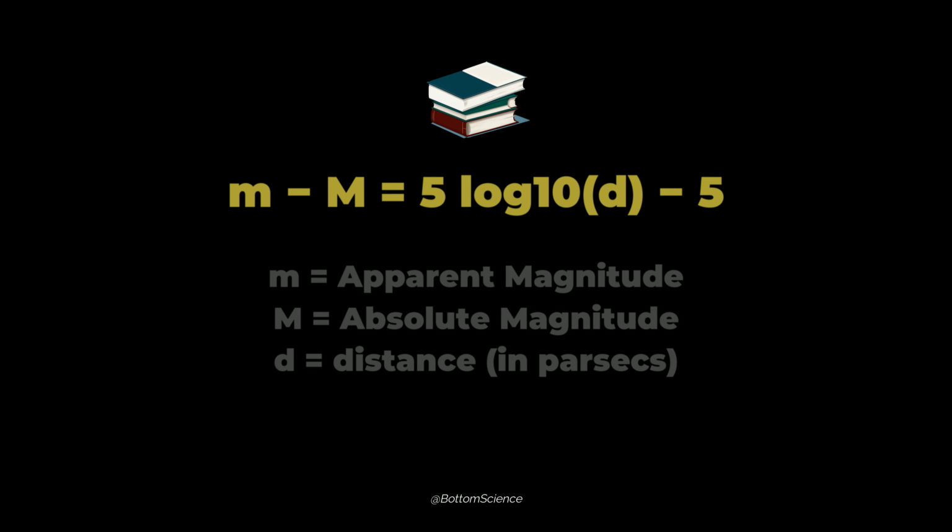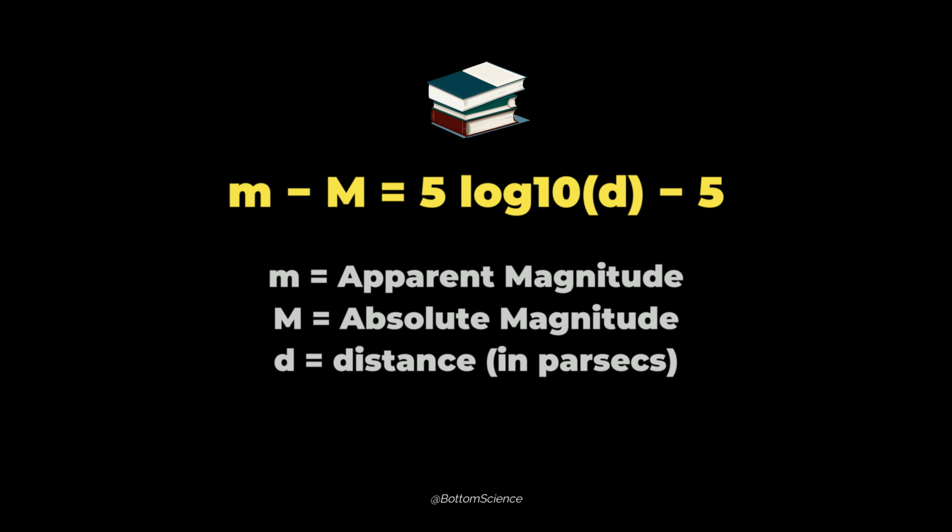So today we've learned something powerful. Apparent magnitude tells us how bright a star appears. Absolute magnitude tells us how bright it would appear if every star were placed 10 parsecs away, and the distance modulus is the bridge between the two. It converts appearance into reality.